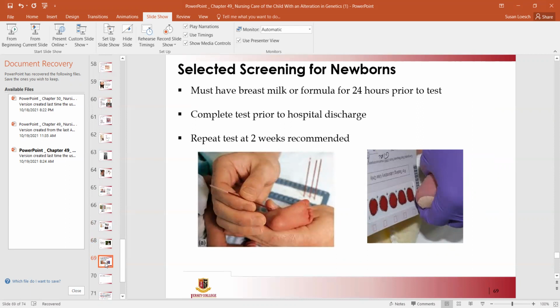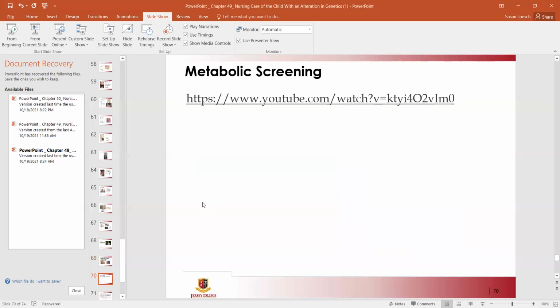The baby must have breast milk or formula for the first 24 hours prior to the test. Okay, and then we'll complete the test prior to discharge. If you can't complete it prior to discharge, then we'll have to do it in the home setting. A repeat test at 2 weeks is also recommended. You can watch this YouTube video on metabolic screening.